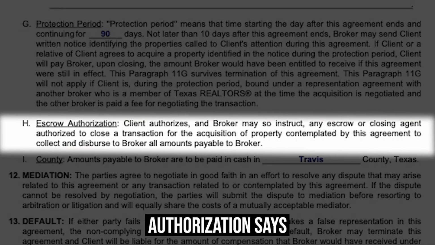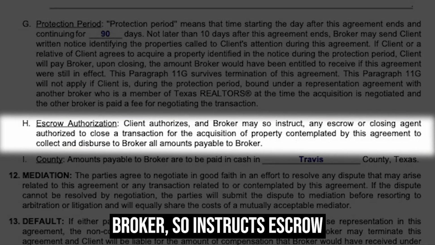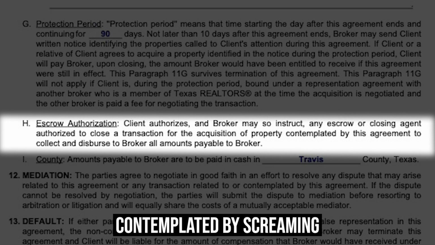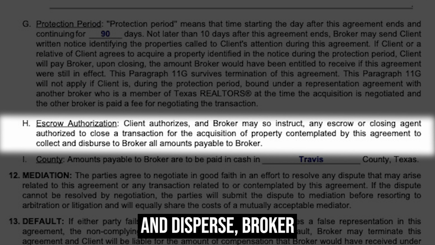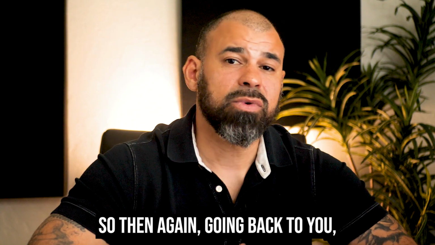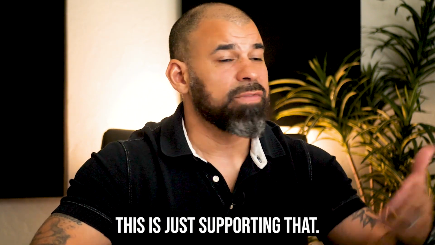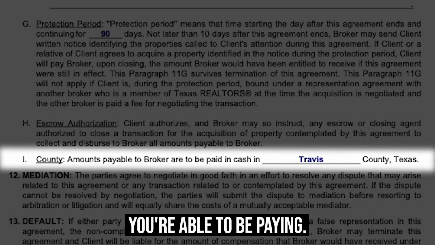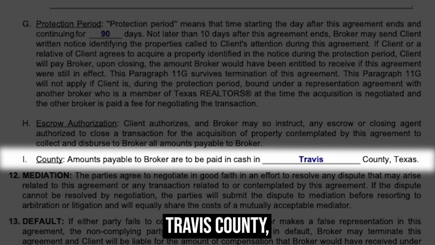So escrow authorization says the client authorizes and broker so instructs escrow agent to close a transaction for the acquisition of property contemplated by this agreement, to collect and disburse to broker all amounts payable to broker. So then again, going back to how you explain the commission, this is just supporting that. And then you have to put what county you're operating in. If you're with EXP, that should say Travis County.